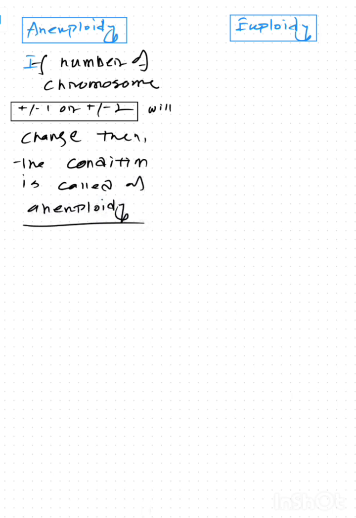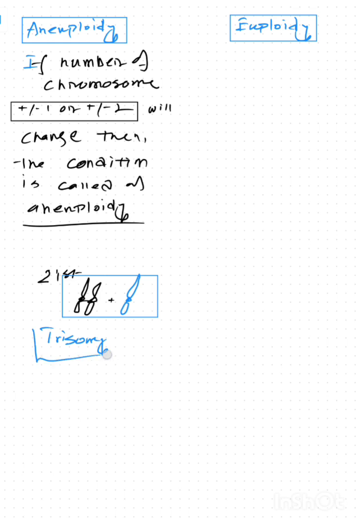Suppose in case of aneuploidy, I can take one example of an autosomal disease. One is Down syndrome. Let's see. In case of Down syndrome, on the 21st pair of chromosome, suppose this is the 21st pair, there will be an extra chromosome. Now this condition is called trisomy. Okay. And you will see this in Down syndrome.